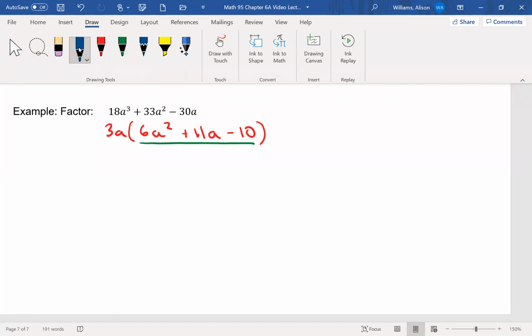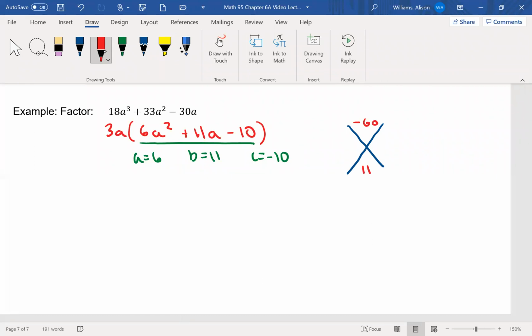So I'm going to ignore the 3A for right now, and I'm just going to focus on what's inside the parentheses. And I'm going to factor this. So let's see. We're going to multiply the first number in the parentheses, the 6, times the last number, which is negative 10. So that'll give me negative 60. That'll go at the top of the X here. So that's A is 6, B is 11, and C is negative 10. Okay, bottom of the X is going to be 11. That's where the B goes.